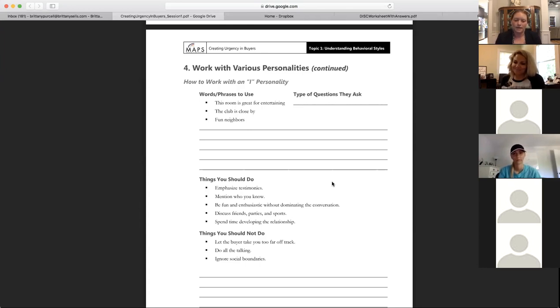I would add that in working with high I's and maintaining the relationship, this whole don't let the buyer take you too far off track. One of the things that I like to do, for those of you who don't know how to reel a high I in when they're going and going and going, because once they get talking, they're afraid to leave an open space. The more nervous they get and the more unsure they get, the more they're going to talk. And so what I love to do with high I's is acknowledge what they just said and then interrupt with a question that pulls them back in the direction that I need them to go in.